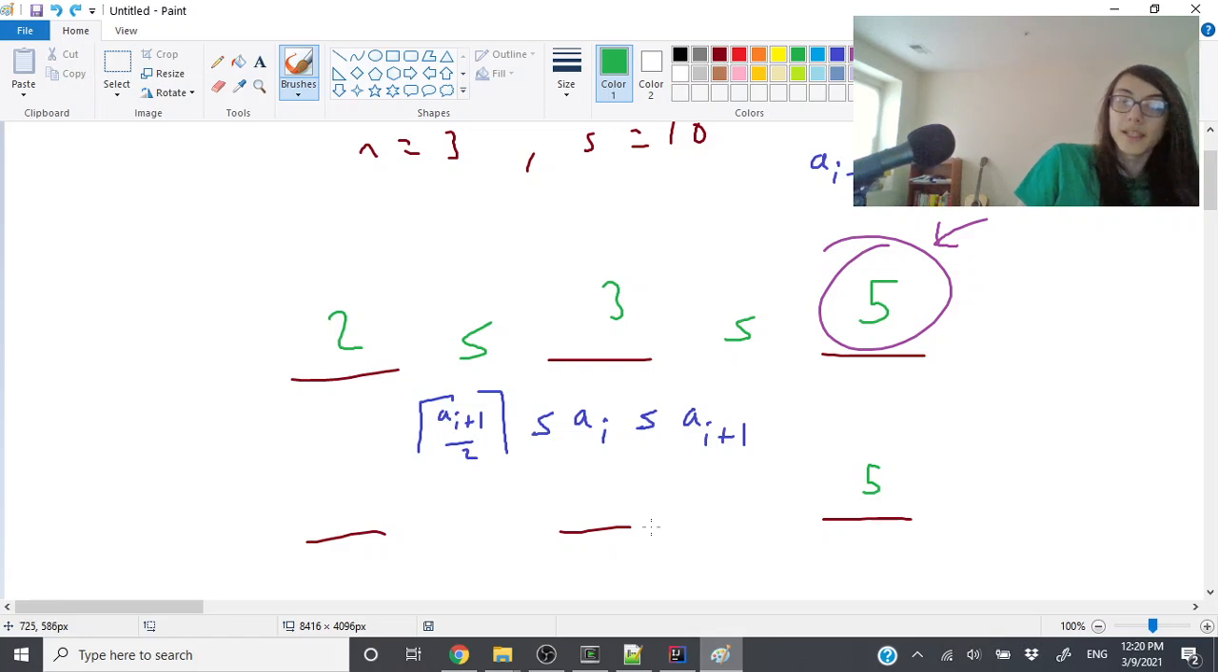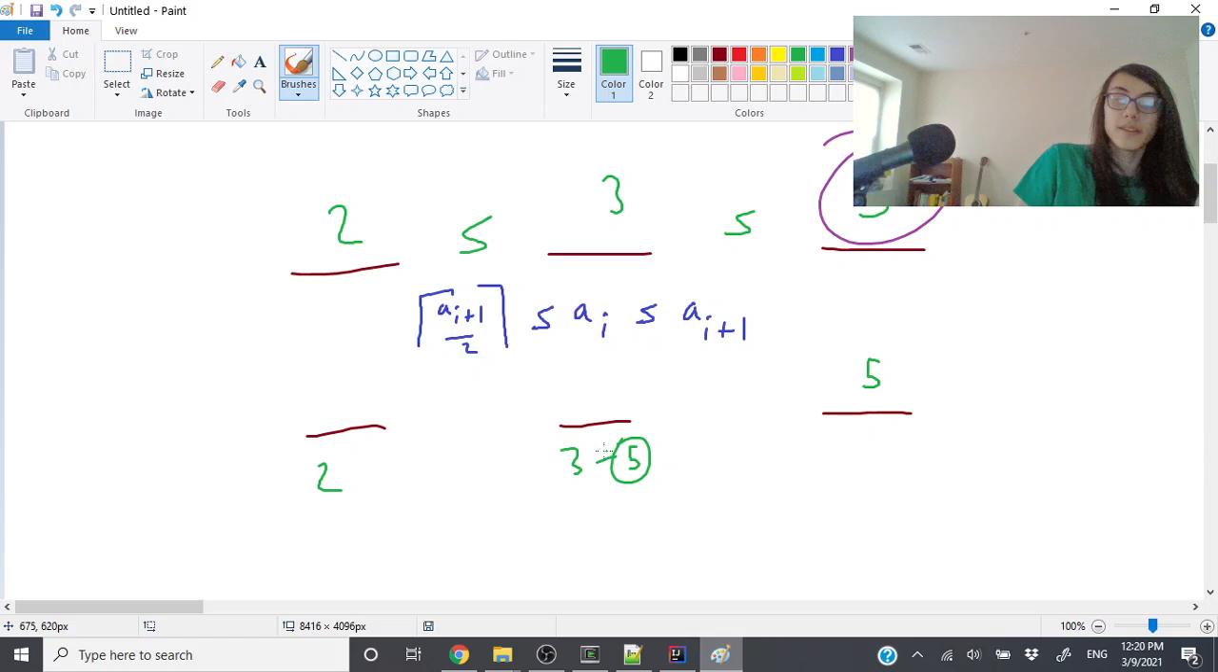So basically, this can be any element between 3 and 5. And this can be any element between... So if this is 3, then this is allowed to be 2. And if this is 5, then this is allowed to be 5. So this can be any element between 2 and 5.